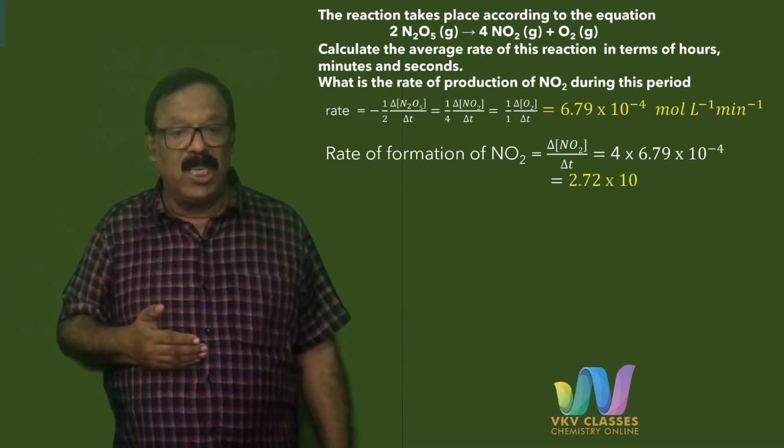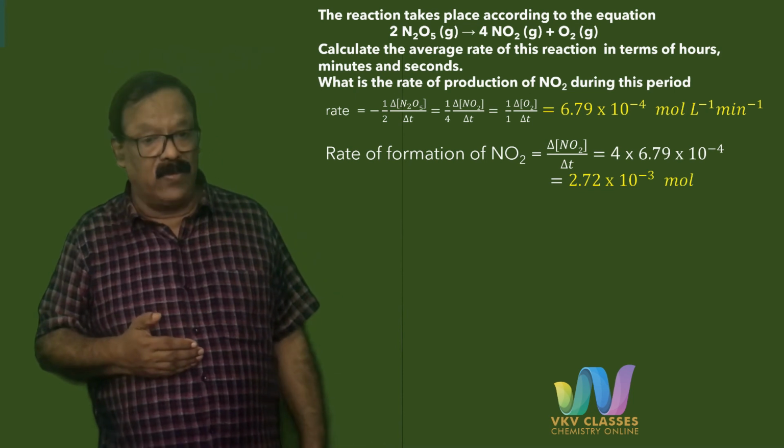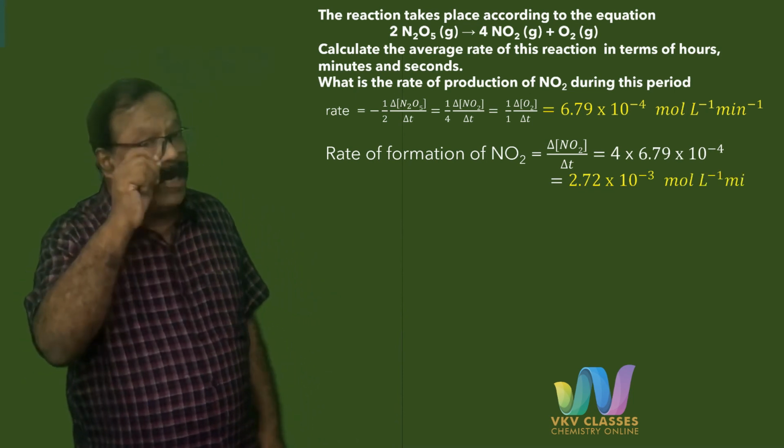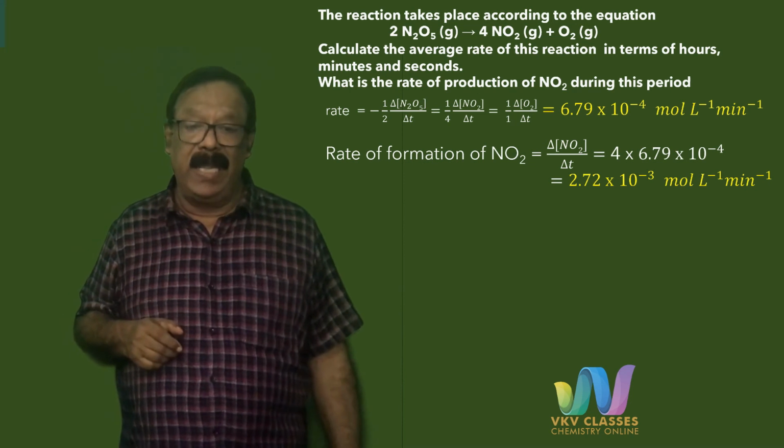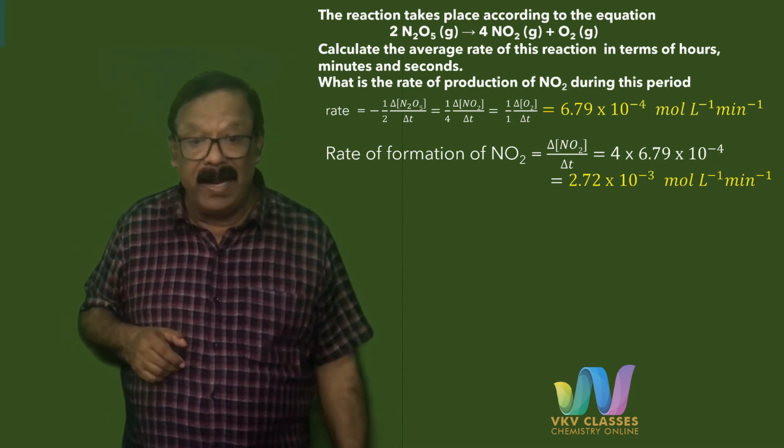It is 4 into 6.79 into 10 power minus 4 gives you the value 2.72 into 10 power minus 3 mole per liter per minute.